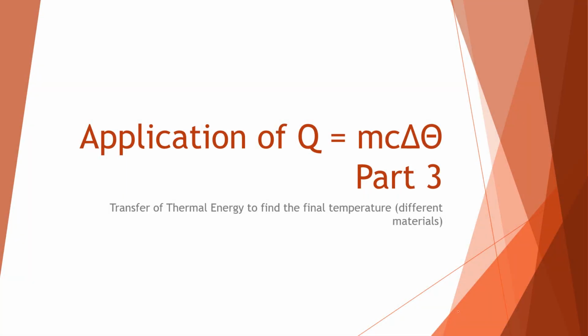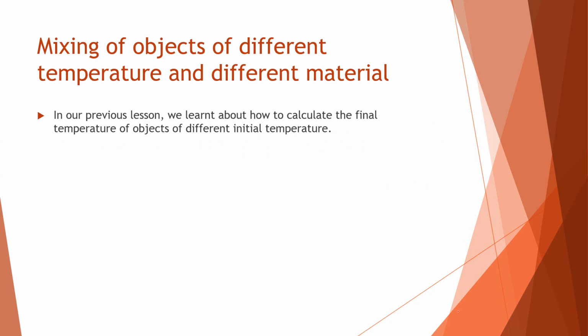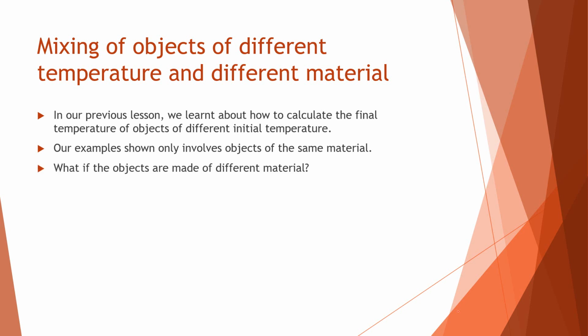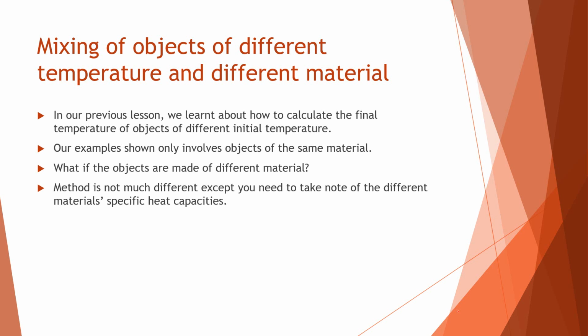Okay, this is part 3 of the application of Q equals mc theta. In our previous lesson, we learned how to calculate the final temperature of objects of different initial temperature. But our examples only showed objects of the same material. What if the objects are made of different materials? The method is actually not very different, except that you need to take note of the different specific heat capacities.